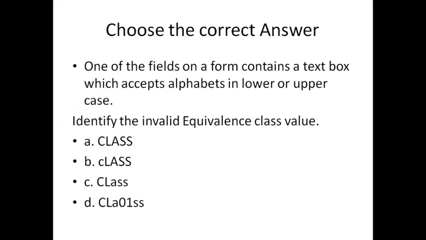Okay. Now there is a field in a form which contains a text box and it accepts alphabets in lower or uppercase. This is a requirement that you have got from your test manager. Now you are writing all the equivalence classes for testing this requirement. Can you identify one of the invalid equivalence class values from the below options?